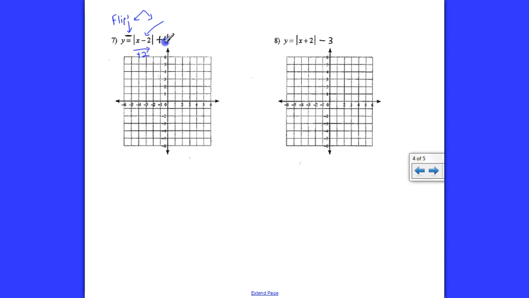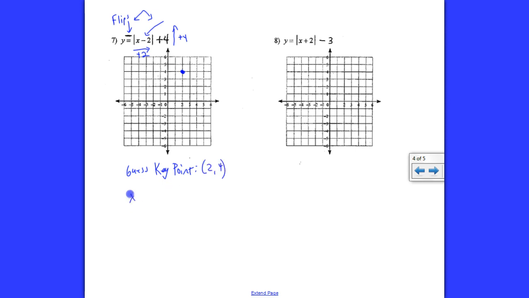And then this +4 outside, do you remember what that does? That moves it in the same direction. So I'm going to guess that that's going to move it up 4. Okay, so the first thing we want to do is we want to guess our key point. And my guess is that the key point would be from the origin, it'd be over 2 up 4. So my guess is that the key point is right there at the point 2, 4. Well, we need to prove it.